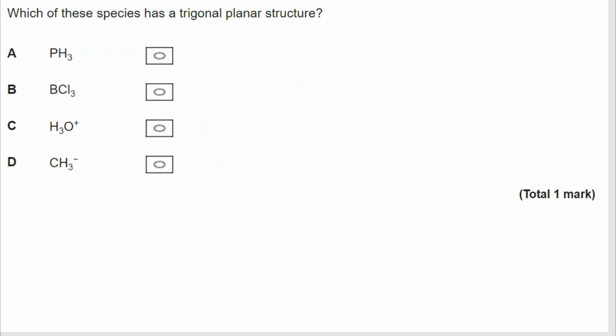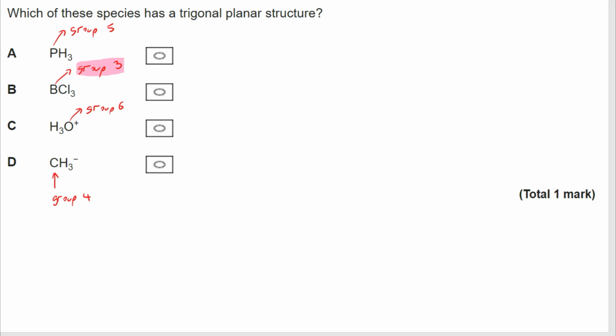Another very common question type. So what we're looking for here are bond angles, shapes of molecules. Which of these will have a trigonal planar structure? Now you could draw them all out, and you've seen examples of that on previous videos, but there is another way that we can consider this. If we take a look at what's in the centre of the atom or ion, we've got phosphorus in A, which is in group 5. Boron in B is in group 3. The oxygen is in the centre on C, and that's in group 6. And carbon is in group 4.